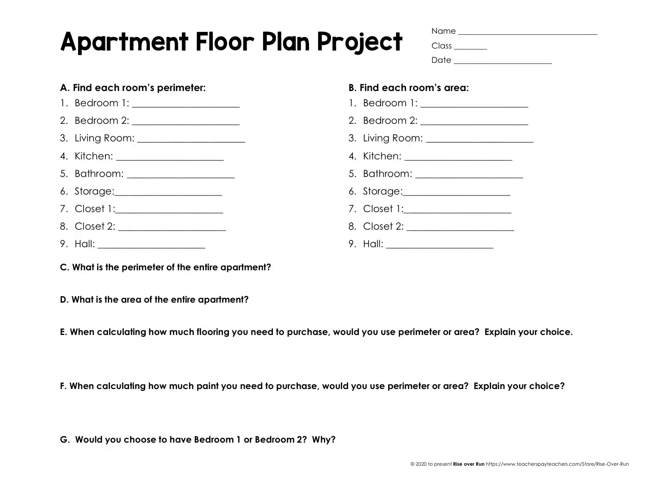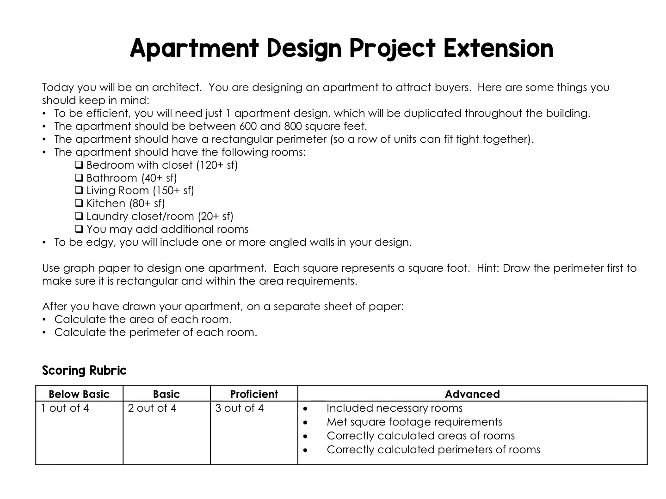This is an example of the worksheet that you should be filling out in reference to that other paper that has the Pythagorean theorem. You're finding each room's perimeter and each room's area and answering some questions about this particular floor plan. The second part of this assignment is for you to design your own apartment.